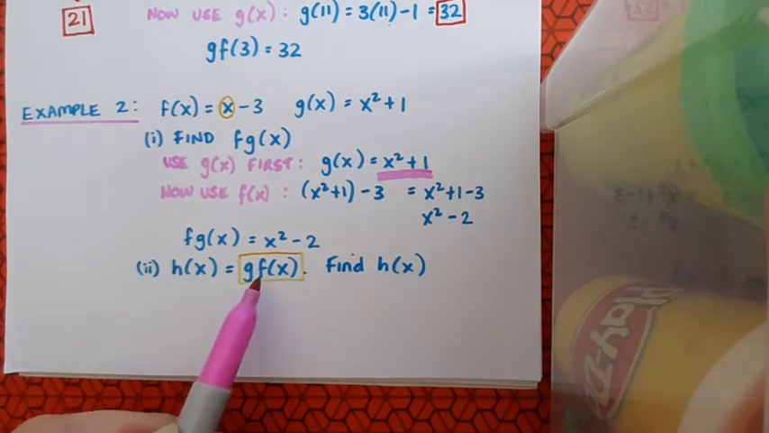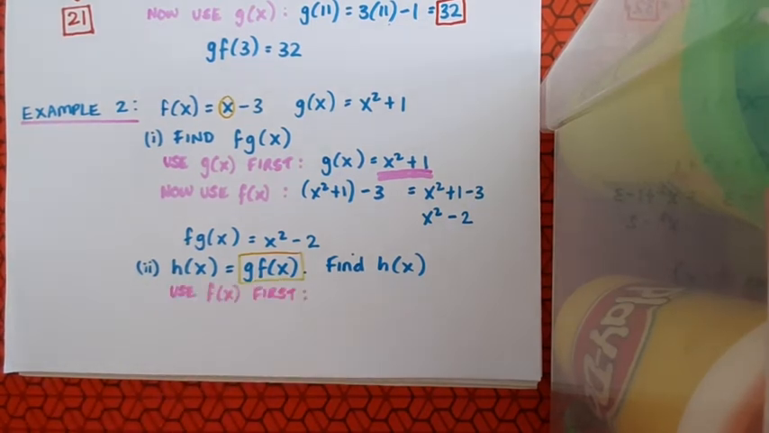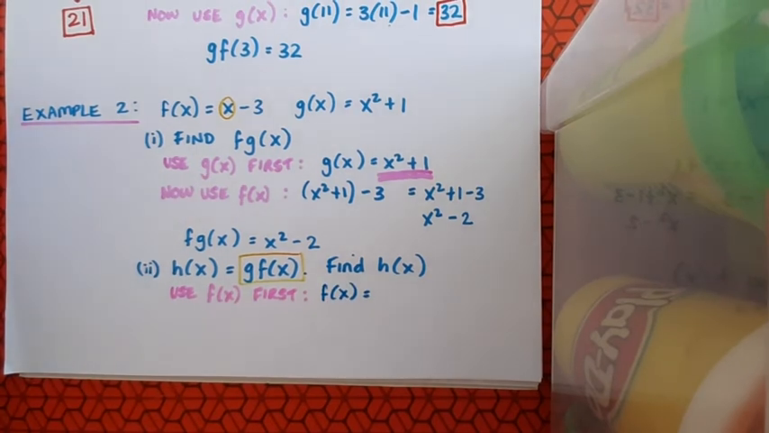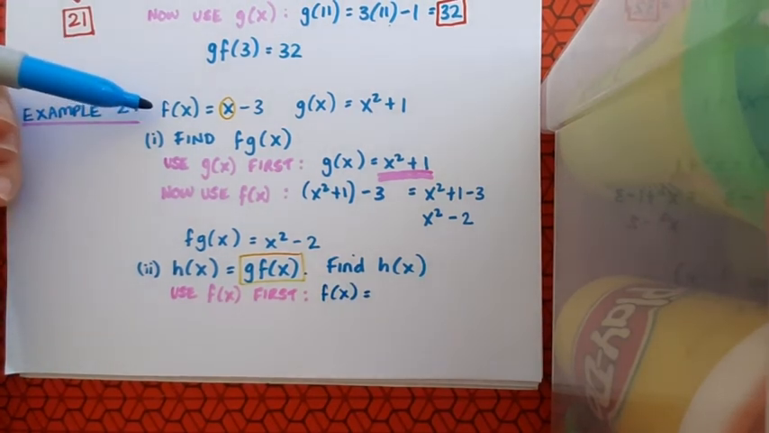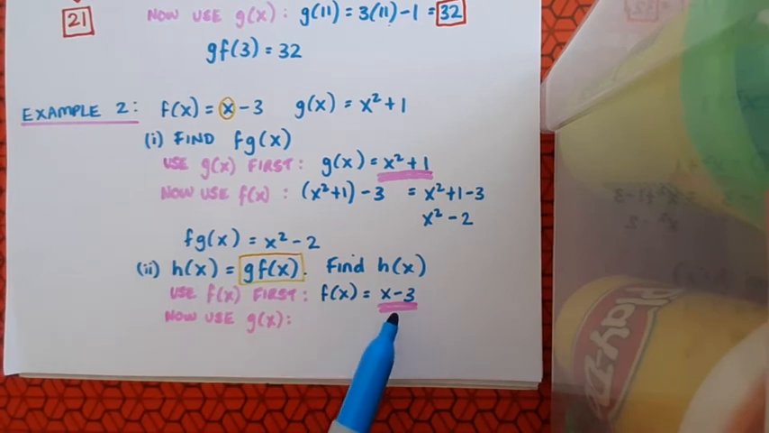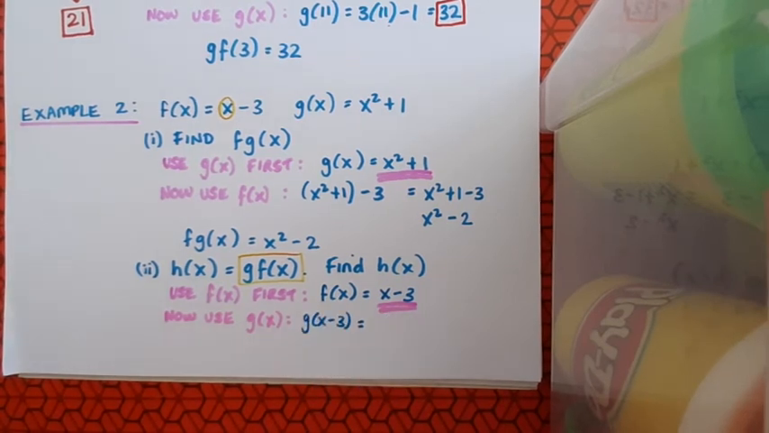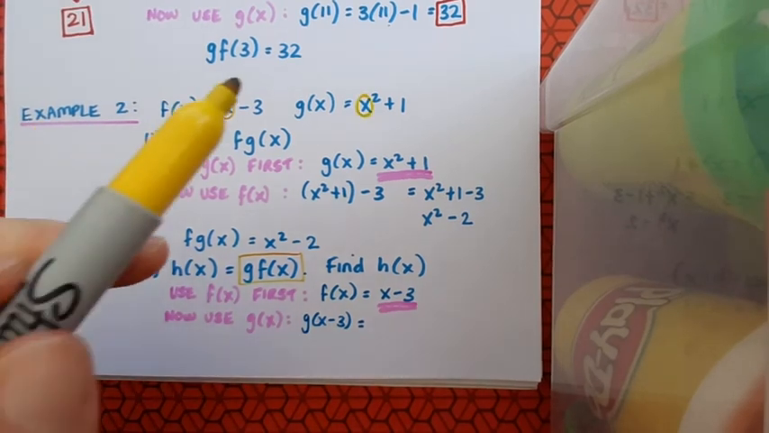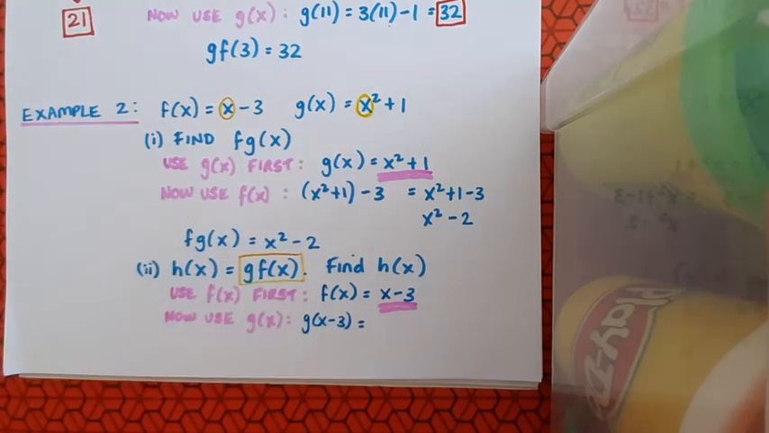So the f is closest to the x, so I'll use that first. And remember that f of x was given to us at the start of the question, it's just x minus 3. Again, I don't have a value to put in for this, I'm just getting f of x. So I consider x minus 3 to be the output. Now I use the other function, g of x, but I use it on x minus 3. So when I do that, I'm going to replace the x in g of x, which I can see here, with x minus 3 instead.